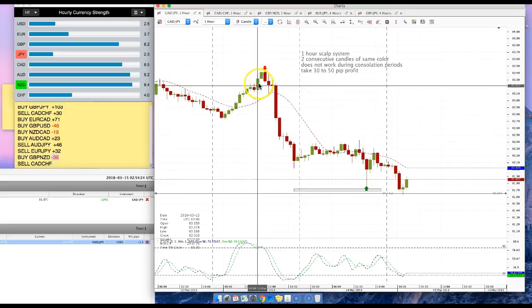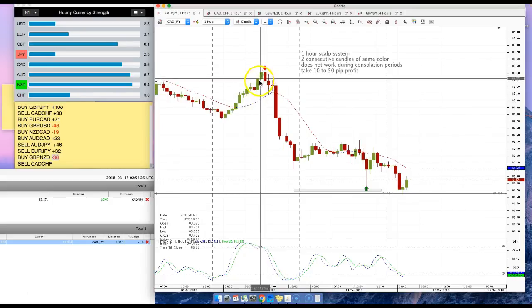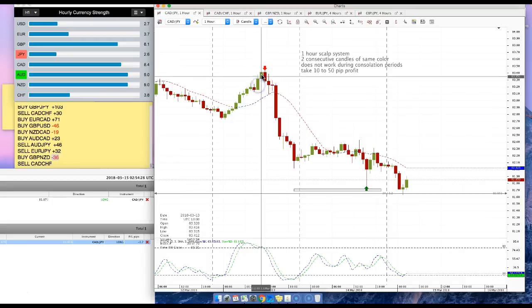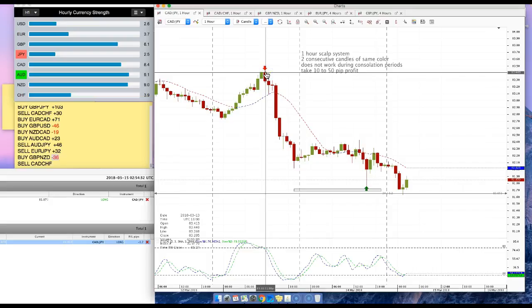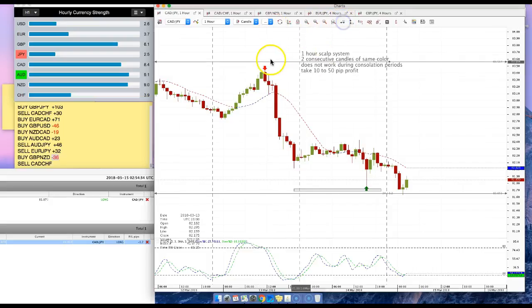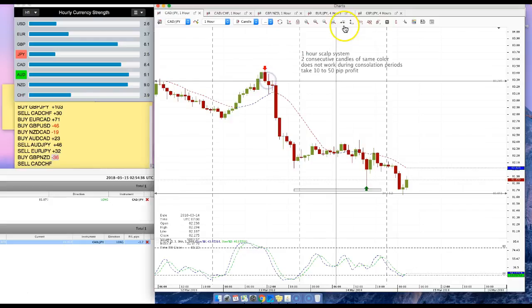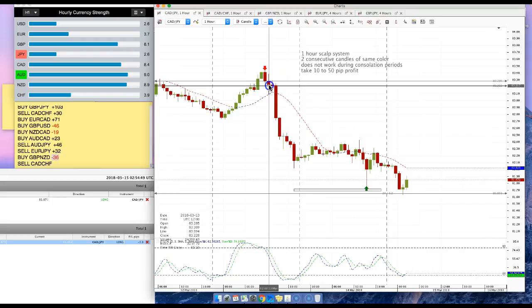What I first need is a minimum of two candles of the same color. Here we have two green candles, and then we have a red candle. And then what needs to happen is the market needs to break 8 pips below this red candle. So the body of the candle is at 83.28. So my entry would be 83.20.